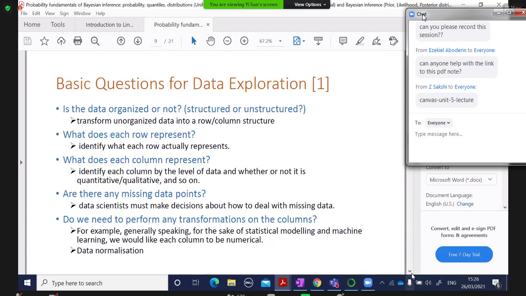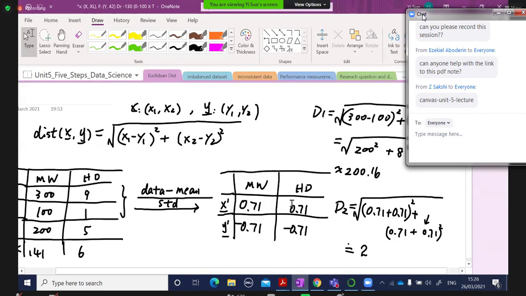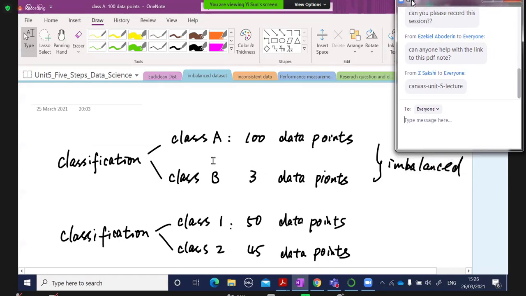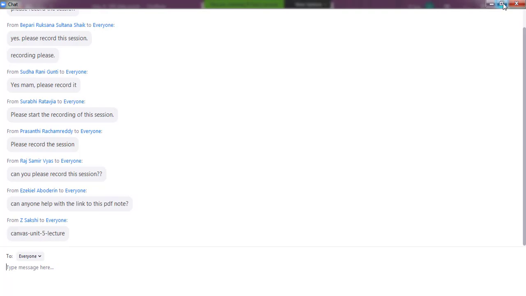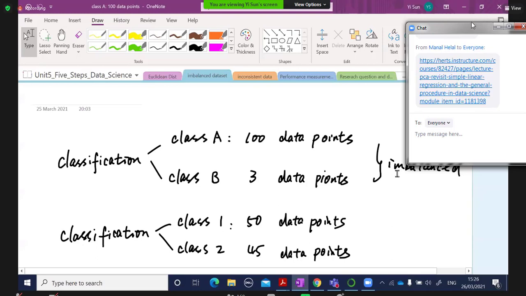Okay. Some other questions. Is the data set balanced or imbalanced? What does it mean here? That is something you must consider when you are dealing with a classification problem. So for example, we have two classes in a classification problem. In class A, we have 100 data points. And in class B, we have 3. So the ratio between A to B is highly greater than 1. This data set is called imbalanced.